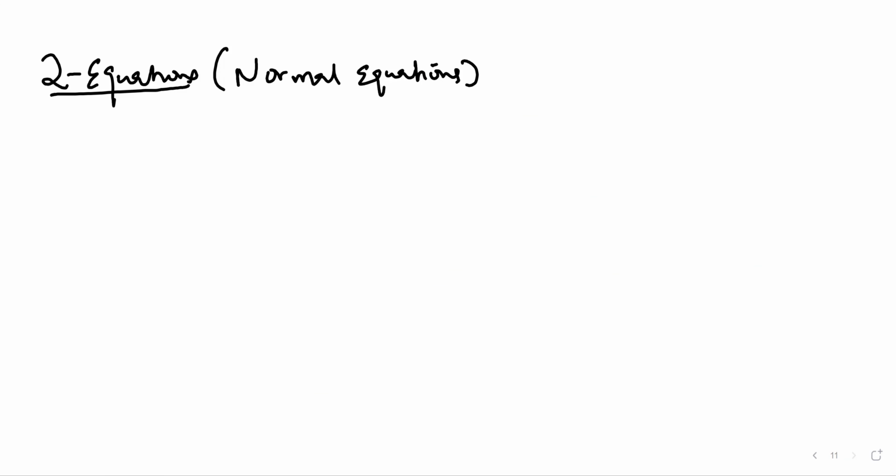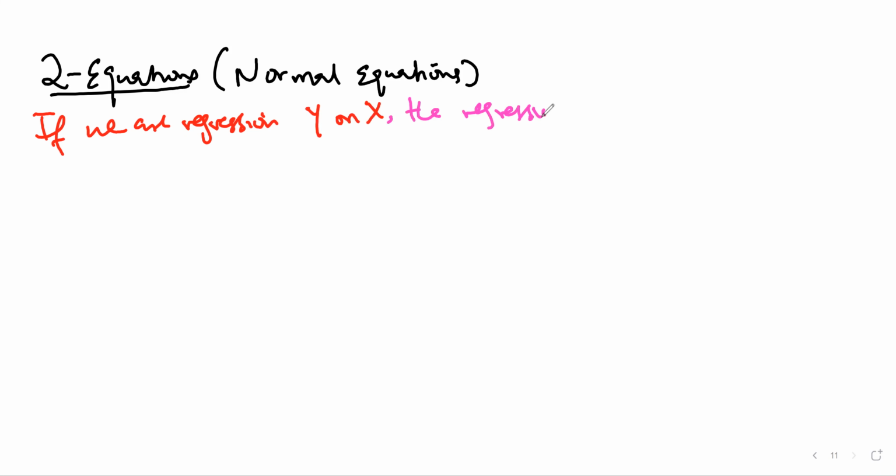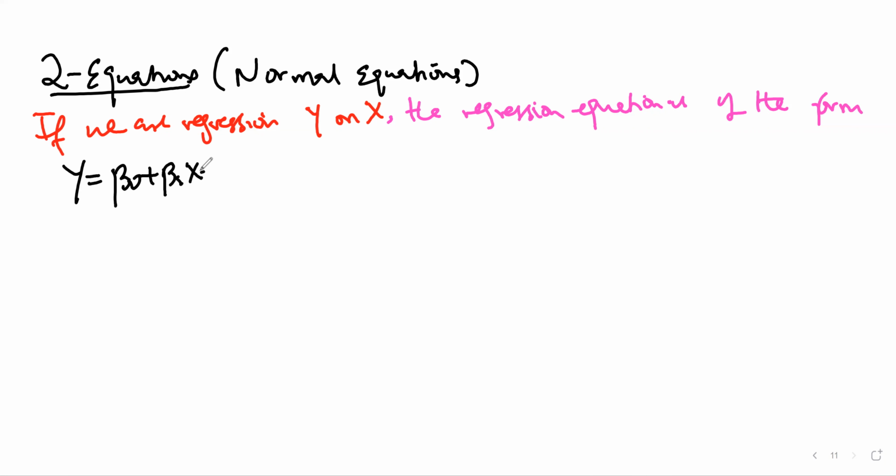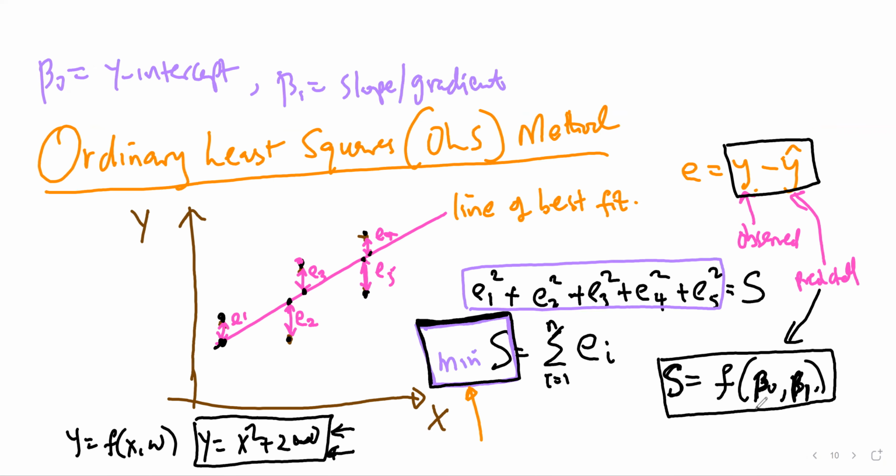So if we are regressing y on x, and we say that the regression equation is of the form y is equal to beta naught plus beta 1 of x, and the corresponding normal equations are, in this case, we are going to have two normal equations because our function S has two unknowns.